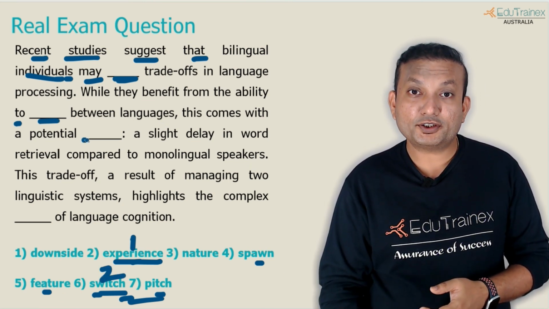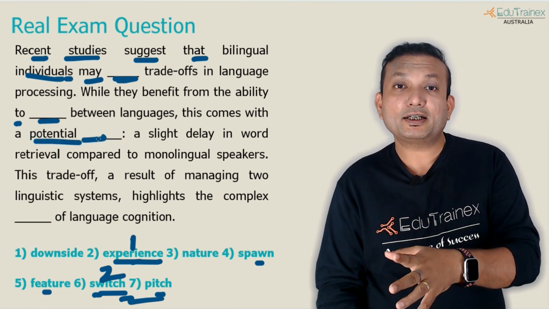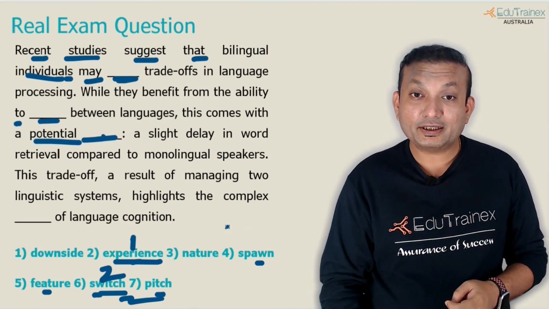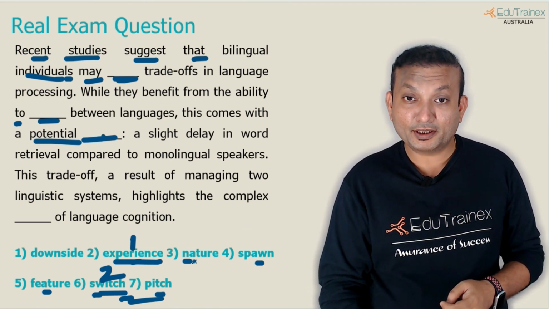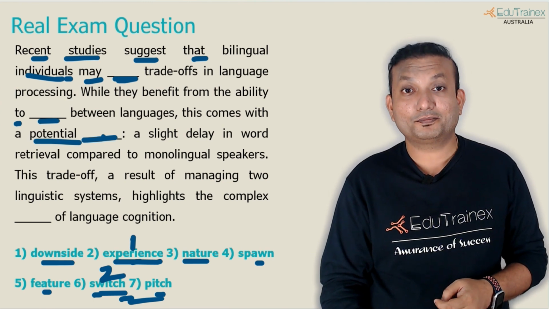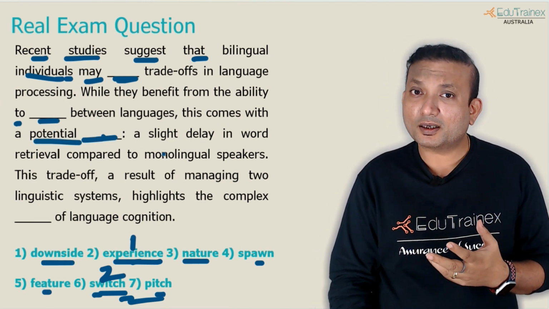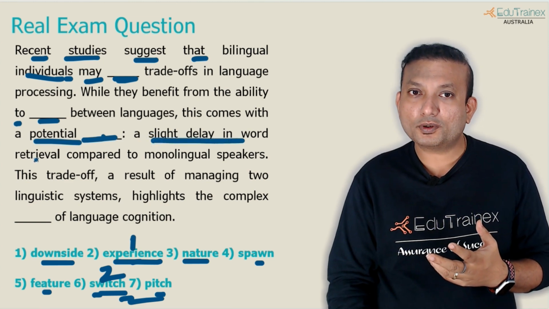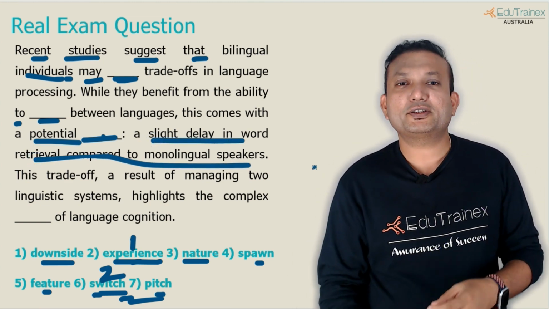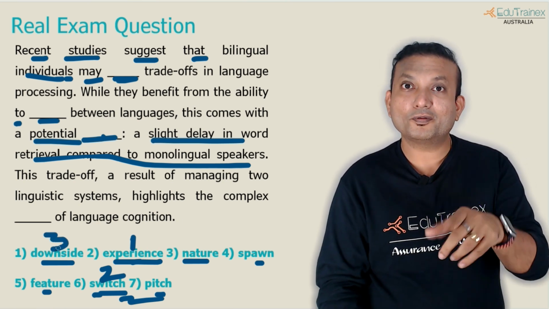The third one, potential dash. This comes with a potential dash. Potential is an adjective. Adjective describes the noun, so we need a noun. And how many nouns do we see here? Not much. Nature is a noun, and then downside can also be a noun, right? So are we talking about potential nature or potential downside? See, a slight delay in word retrieval compared to monolingual. So it is talking about disadvantages, which is actually the downside. So meaning and grammar together helped you to solve the third question.